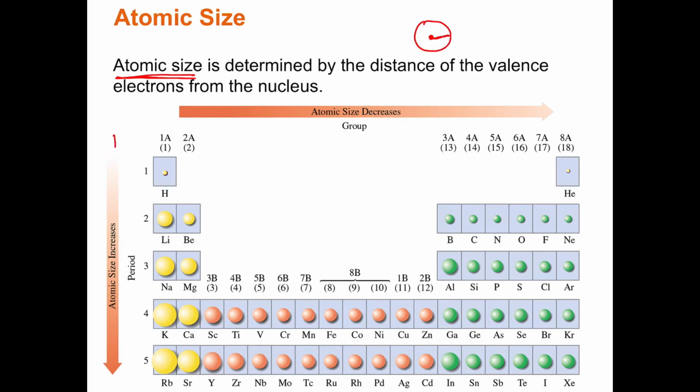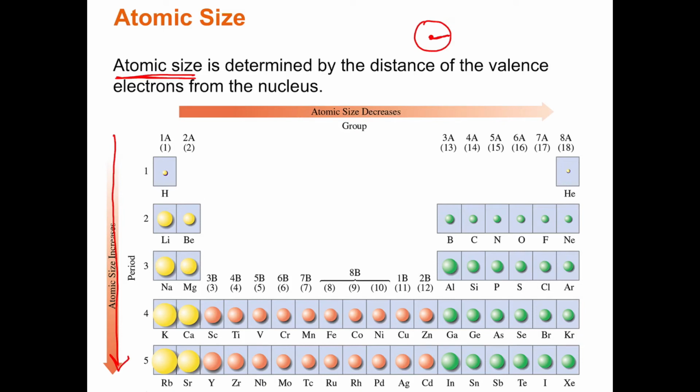As we go down the periodic table, the atoms are getting more protons, more neutrons, and more electrons. So it makes sense that the atomic size increases. We're adding more and more electrons into bigger and bigger energy levels, energy levels that are farther and farther away from the nucleus. So it makes sense that our atom is getting larger and larger.